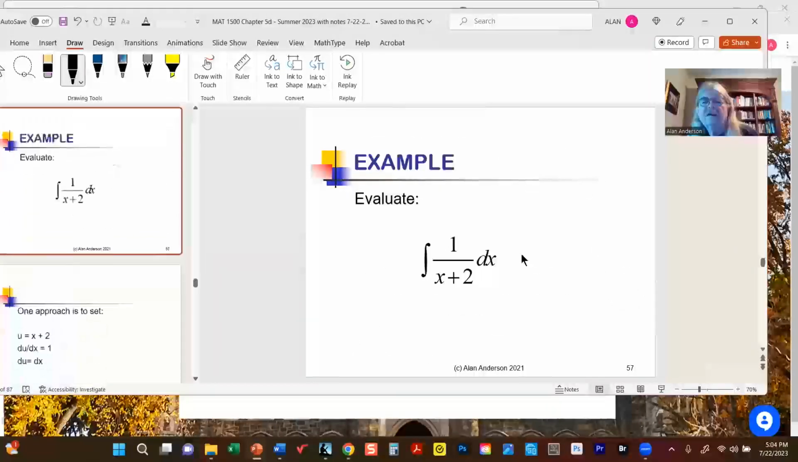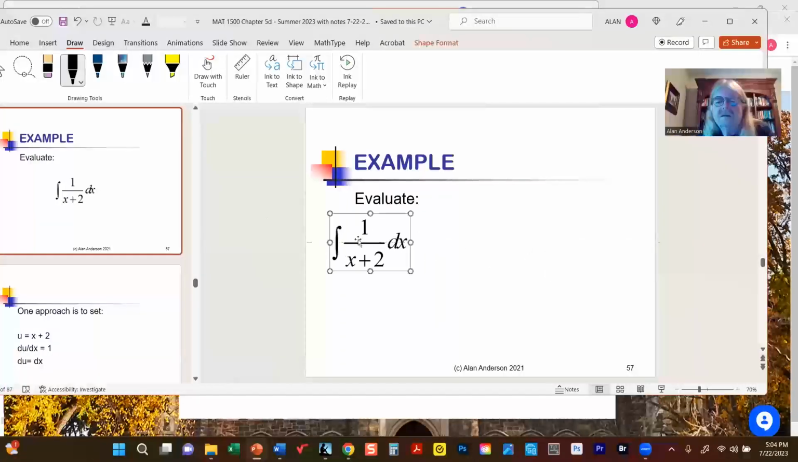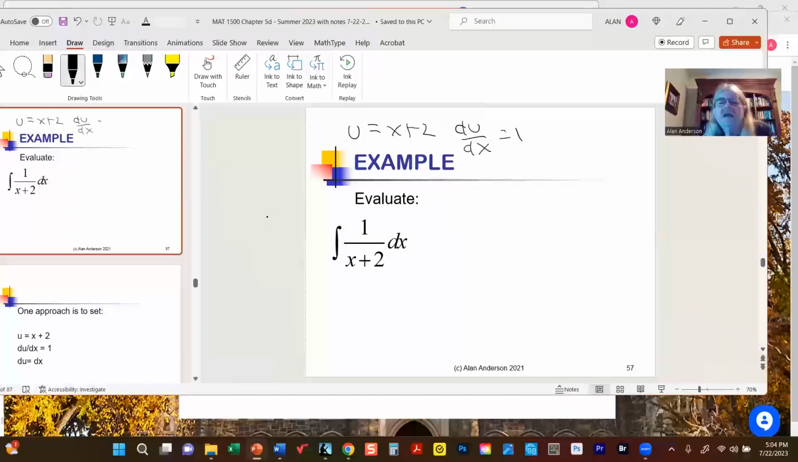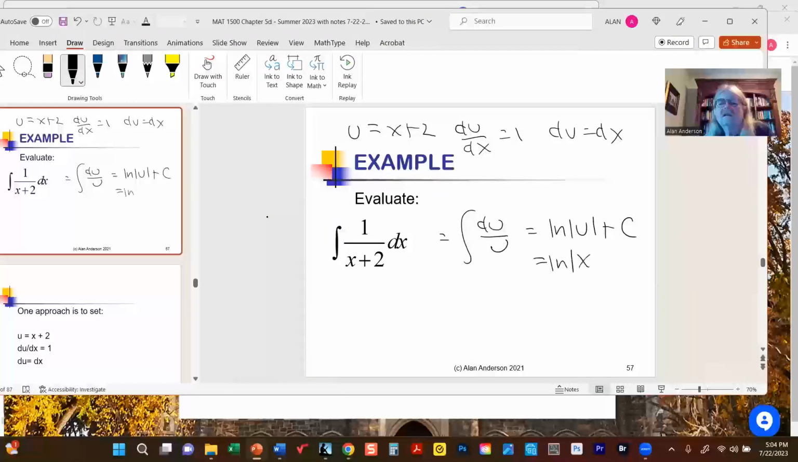What else do we have here? How about this one? Now, this one looks a lot like the last one. So let's try u equals x plus 2. So therefore, du dx would be 1. And therefore, du is dx. Oh, it couldn't be more simple. And again, you would specify that this would be for all x not equal to -2.